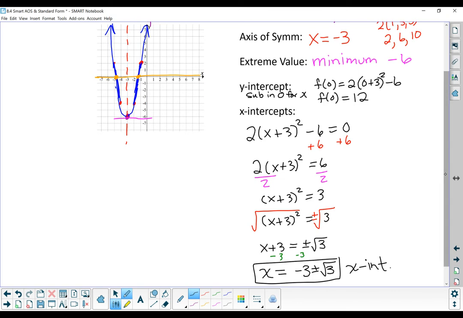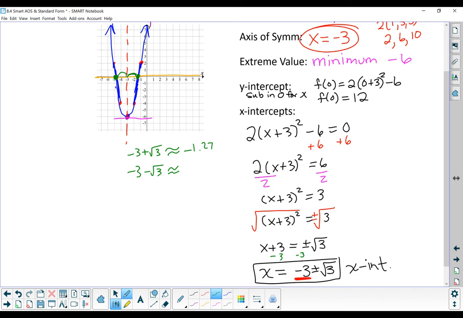Now, I think it's interesting to note that your axis of symmetry totally shows up right there. It's saying that those x-intercepts are kind of centered at -3. The one to the right is -3 plus root 3. So that's this one. And if you calculated that in your calculator, that's approximately -1.27. And the other one is -3 minus root 3. So it's going backwards by root 3.